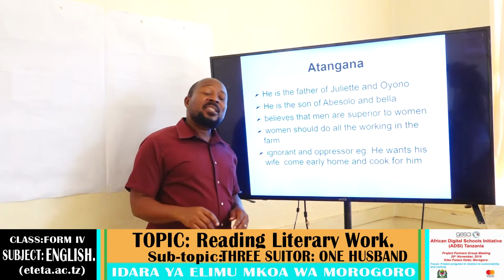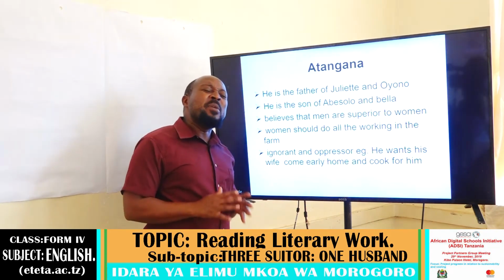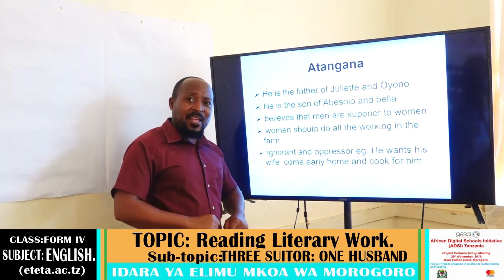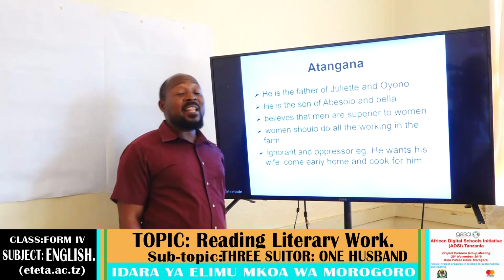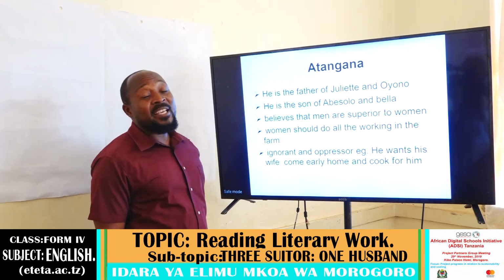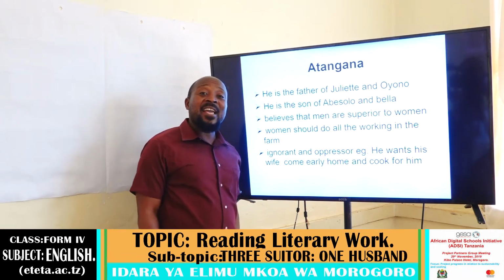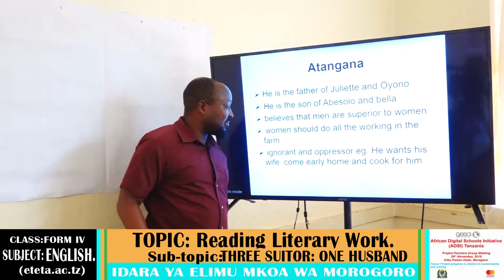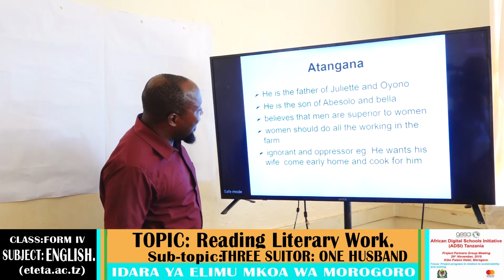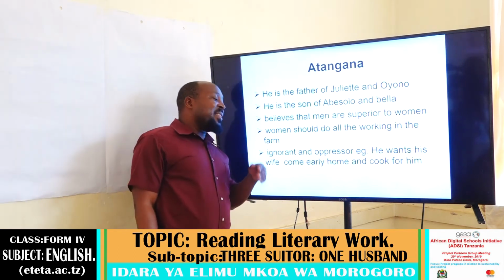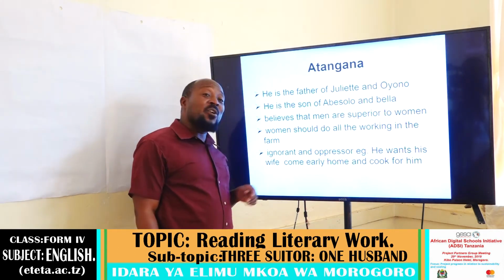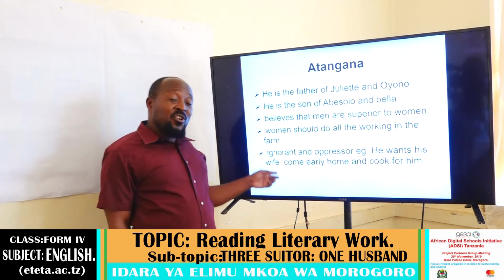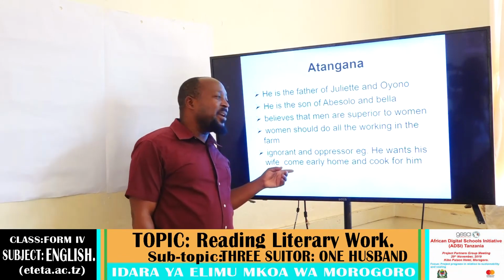And so he believes that women should be doing all the work on the farm while men relax. That's why he remains at home with the other men, drinking, telling stories, playing songs and the like, while his wife Makrita is on the farm. And one thing which is very bad is that he is ignorant and an oppressor. Ignorant and oppressor. How does this happen?